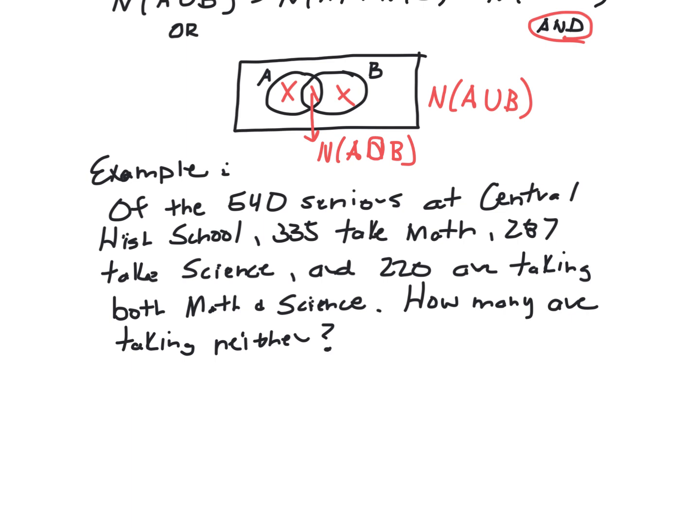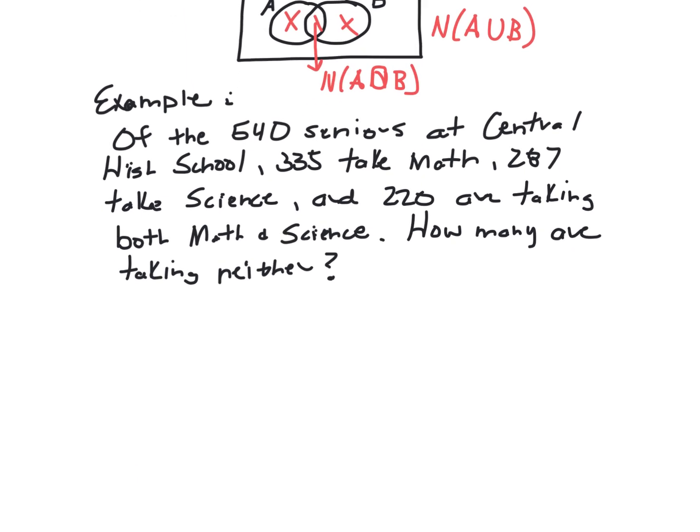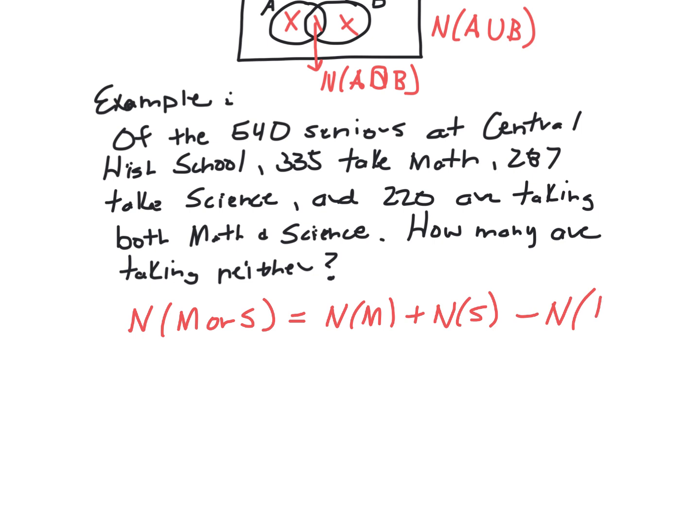So an example of when you would use this principle. Of the 540 seniors at Central High School, 335 take math, 287 take science, and 220 are taking both math and science. How many are taking neither? So using the principle, the number taking math or science would equal the number taking math plus the number taking science minus the number taking both math and science.